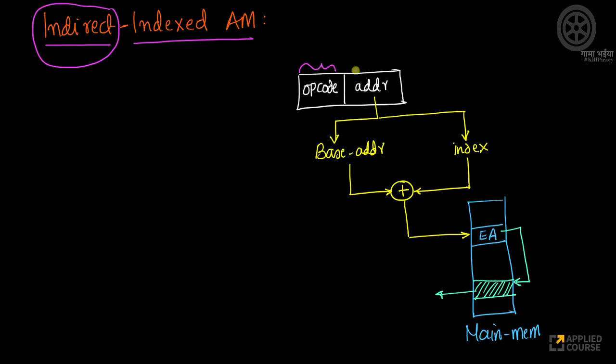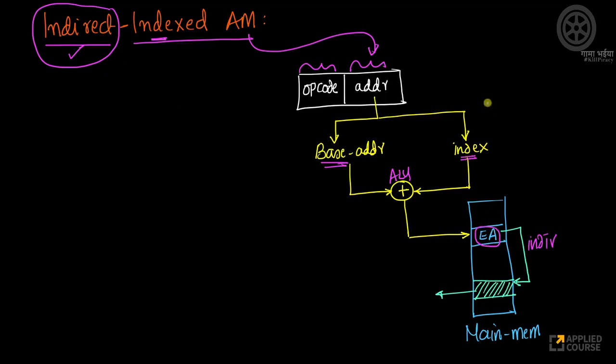Suppose I have an opcode and an address which uses this indirect indexed addressing mode. First of all, it's an indexed addressing mode, which means I'll take the base address from the base register. I'll also take the index value from the index register. Now I add both of them using my ALU, and it gives me some memory location. But it is indirect indexed addressing mode, so indirect basically means that whatever I have in the memory location is not the data, it is the effective address.